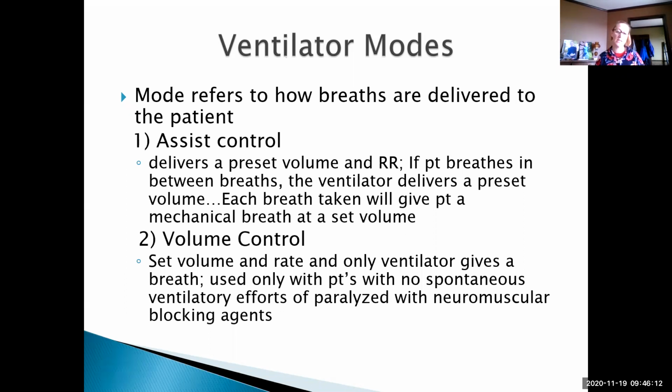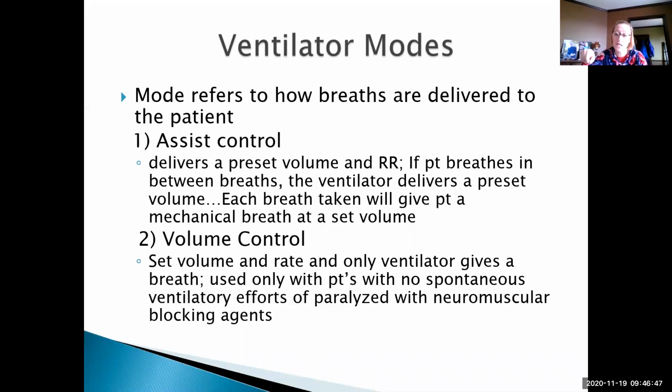So your assist control and volume control. These are going to provide more support for your patient. Your assist control delivers a preset volume and rate. If they breathe in between the breaths, the ventilator delivers a preset volume. So it's always going to be giving them that volume. And then your volume control is a set volume and rate, and only the ventilator gives a breath. So this is used more so with your patients with no spontaneous ventilatory effort, or maybe they're paralyzed with a neuromuscular blocking agent.